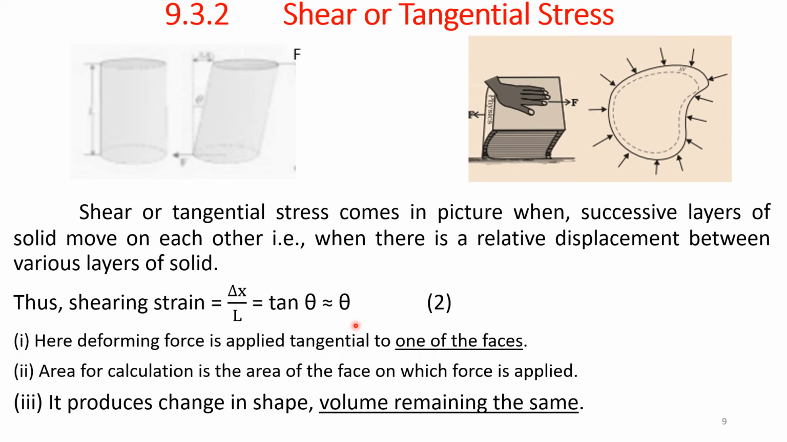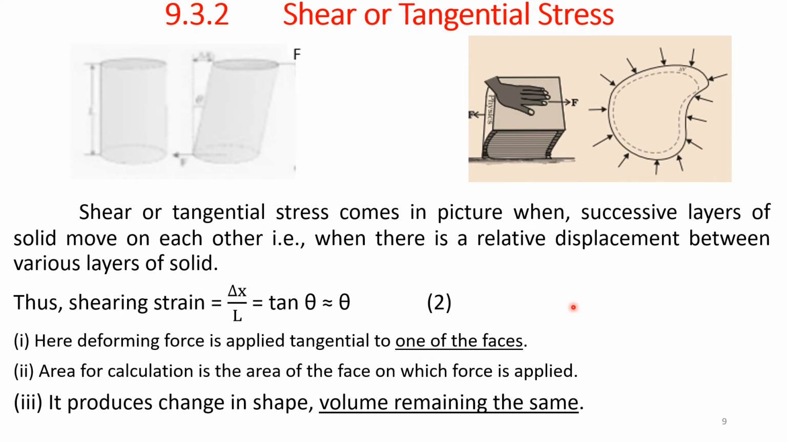The figure on the right hand side also shows a similar example wherein a book is pressed with one hand on the upper side as shown in the figure. Due to this pressure by hand, there is a force created towards the right hand side. Due to this force, the upper pages undergo a change. Successive layers of this book move on each other as shown in the figure. Similarly, there are cases when the forces are applied on the total area, which is normal to each and every point in the body.